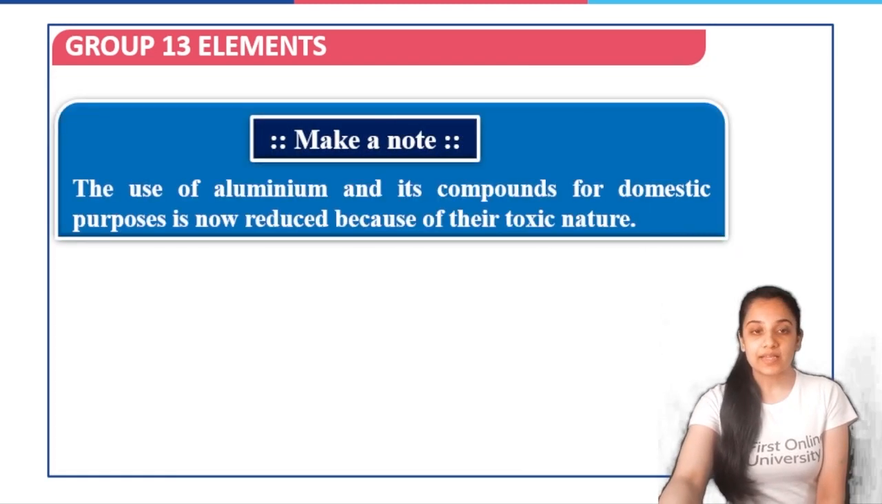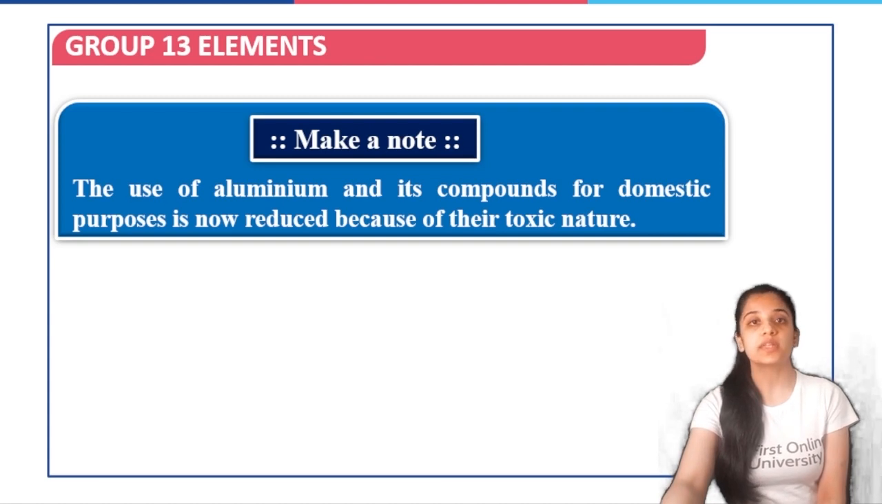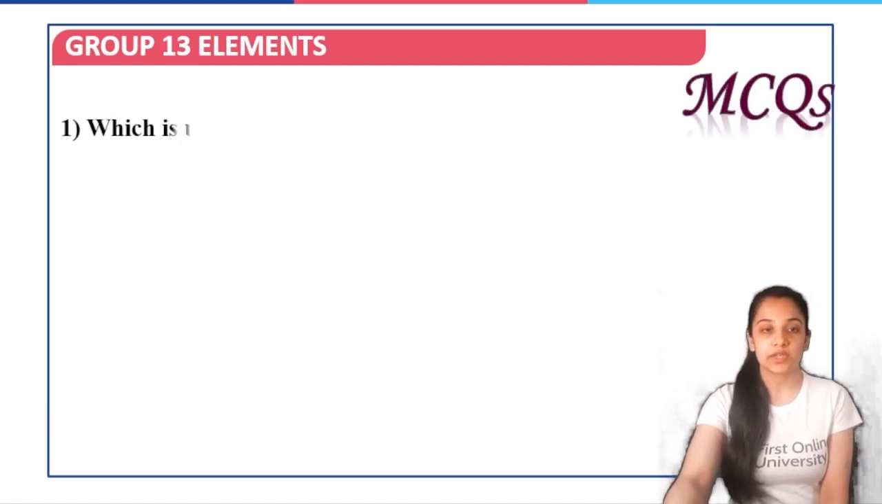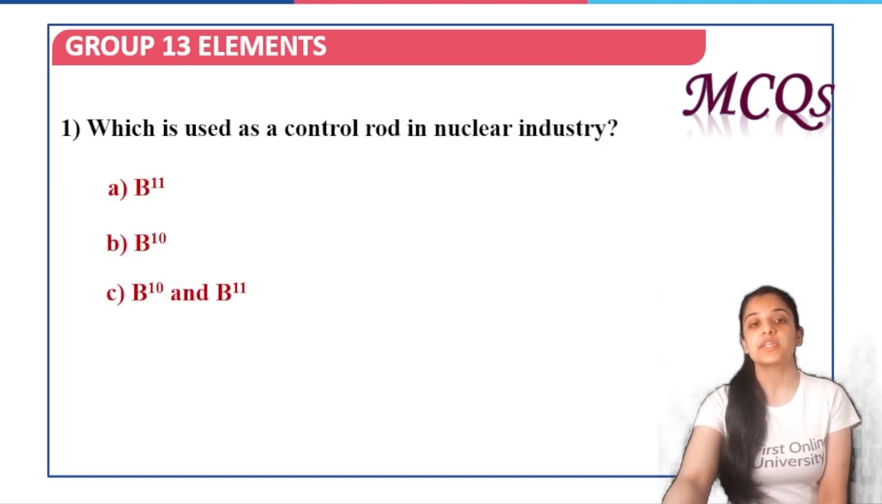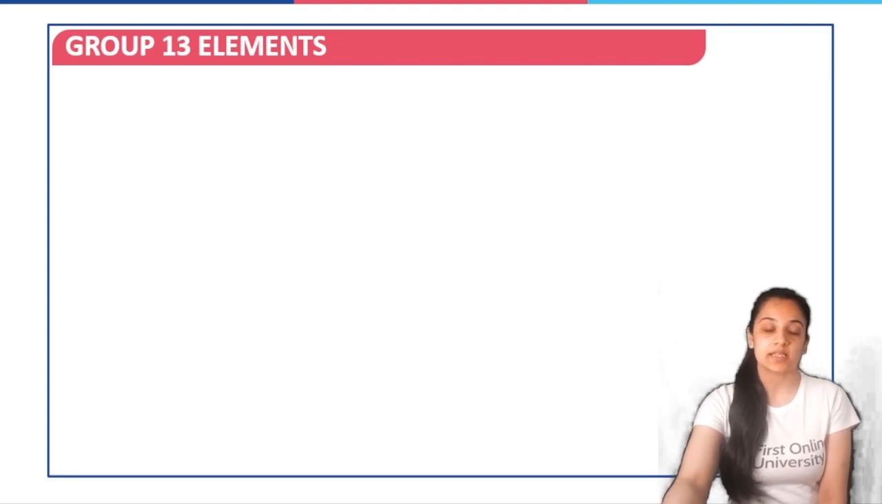Make a note of the fact that the use of aluminium and its compounds for domestic purposes is now reduced because of their toxic nature, as I've told you in the case of aluminium foil. Now let's have a look at a few MCQs. Which is used as control rod in the nuclear industry? We have already seen that it's the boron 10 isotope. Option B is the correct answer.